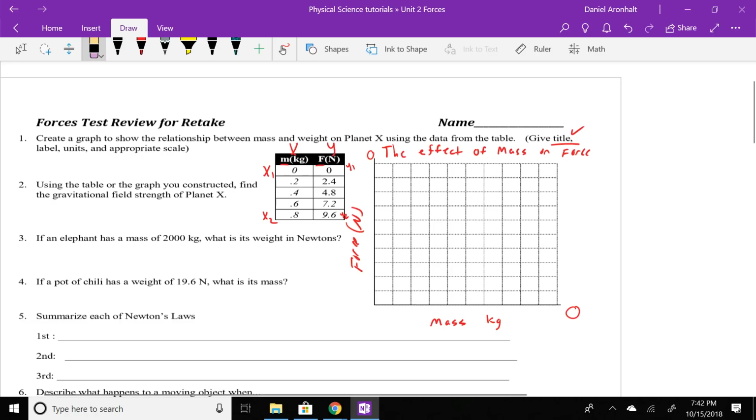Step 1, you find the biggest number in your column. So for the x-axis, the biggest number is going to be 0.8. Then we find the number of spots available for that axis. So 0.8 has to fit into 1, 2, 3, 4, 5, 6, 7, 8, 9, 10. So 0.8 divided by 10, and the answer is going to be 0.08.